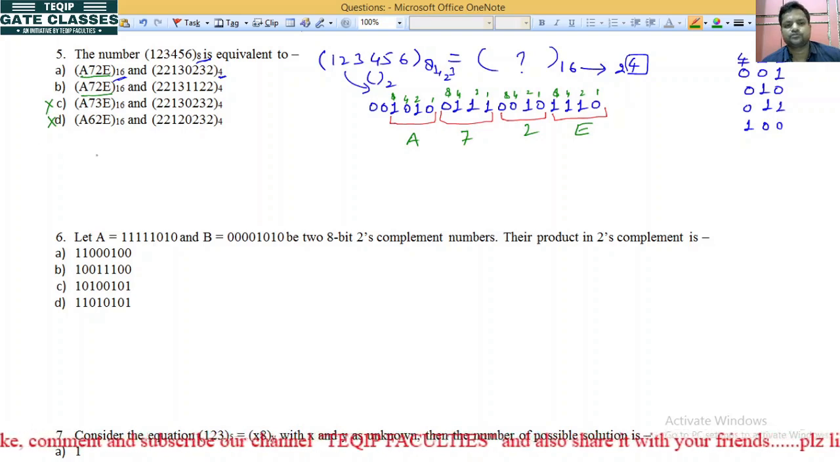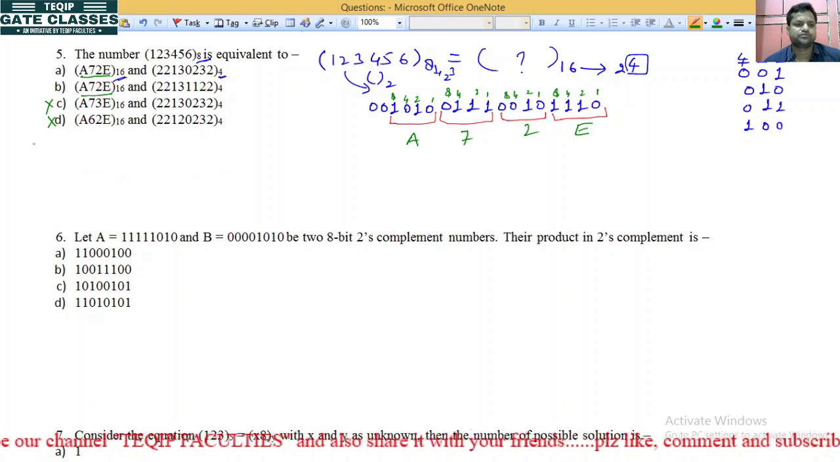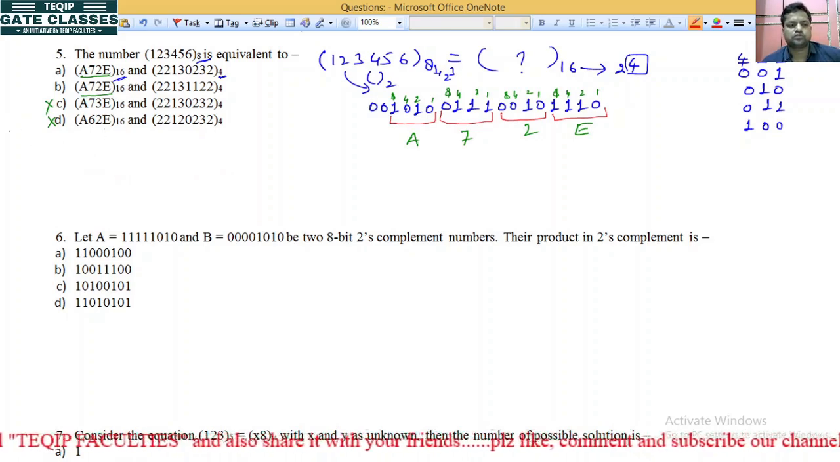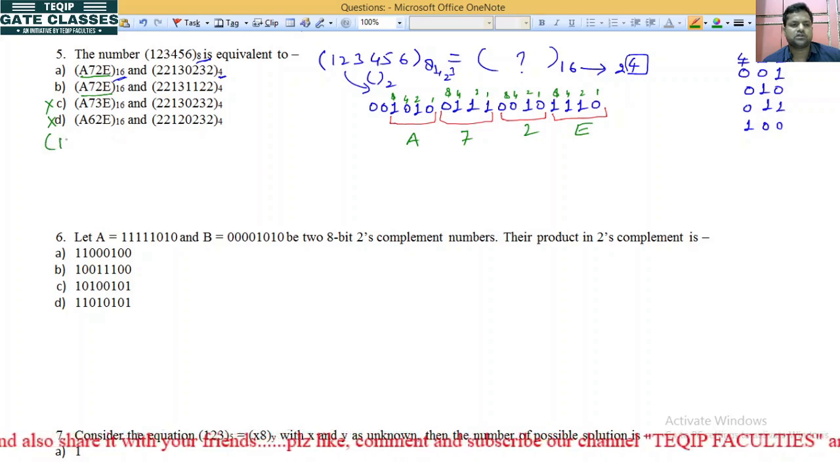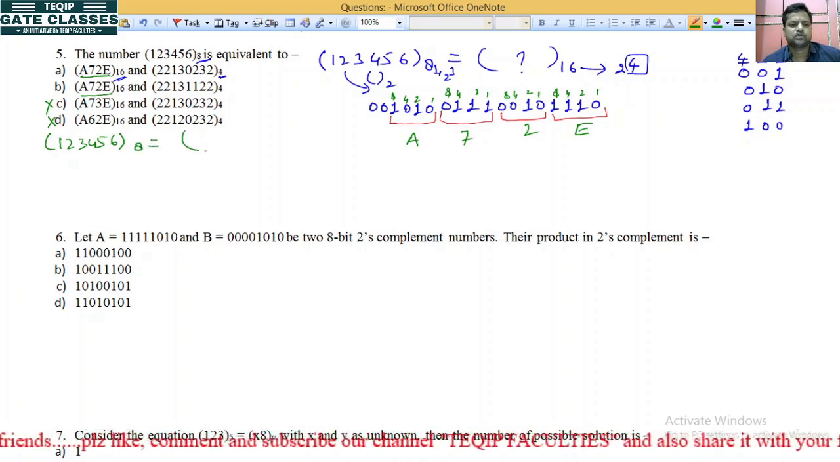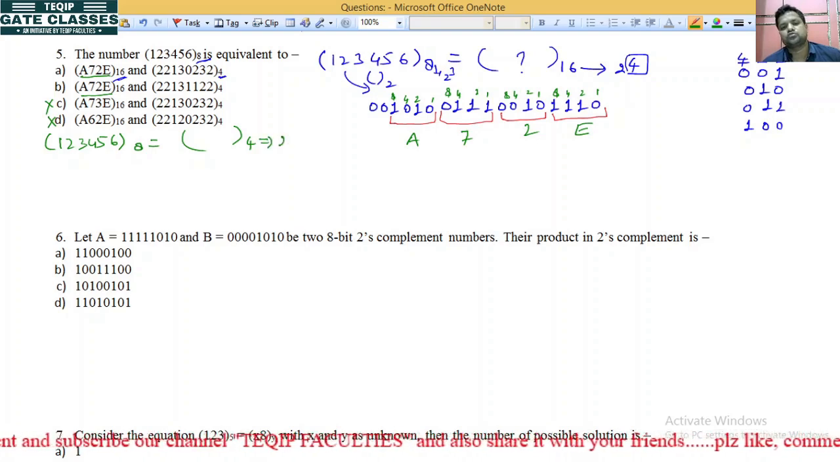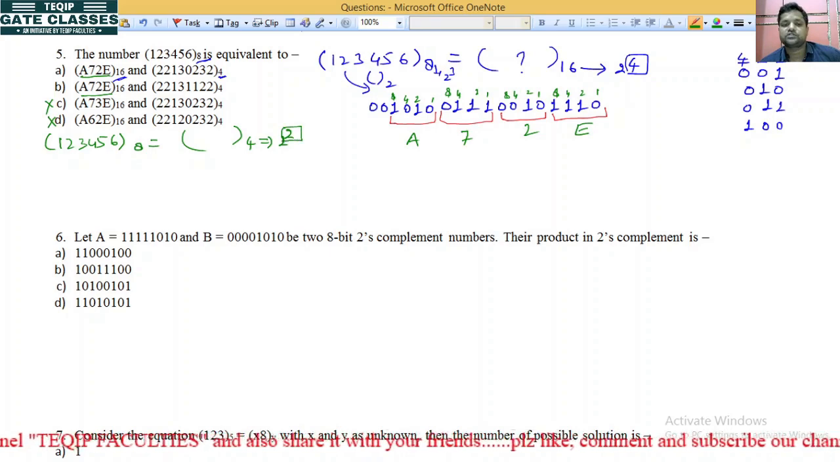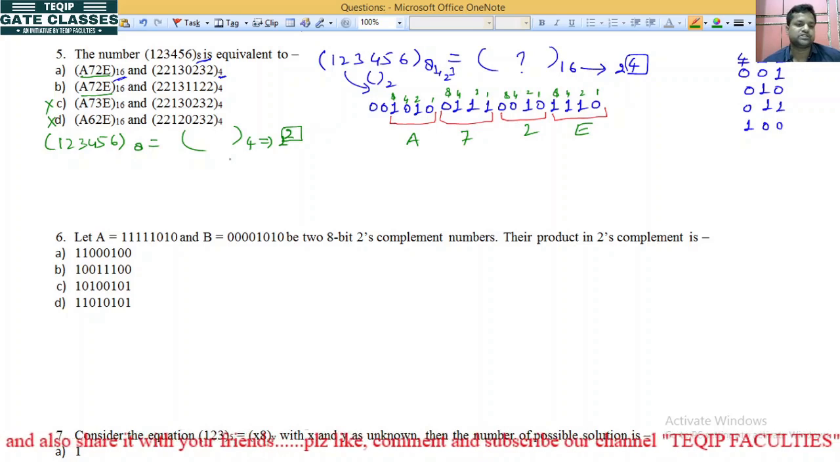So these two options are cancelled. Okay? Now out of the remaining two, let's see which one is correct. So I want to convert this number again, in base 4. First of all, base 4 means 2 to the power 2, so one digit of base 4 will be represented in how many binary digits? In 2 digits, or 2 bits, right.